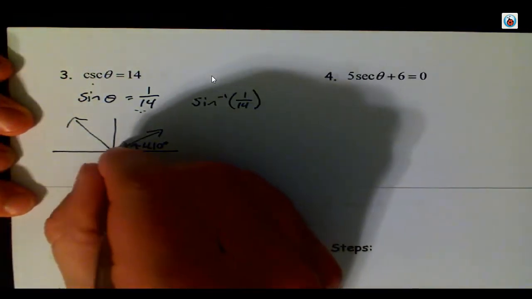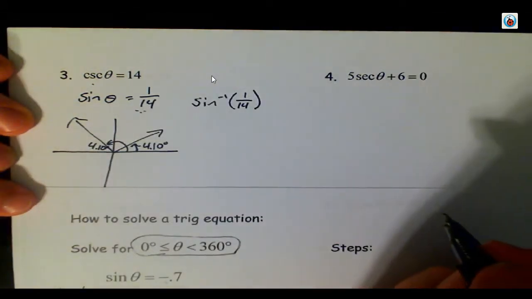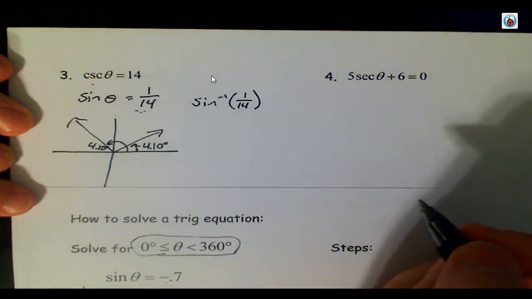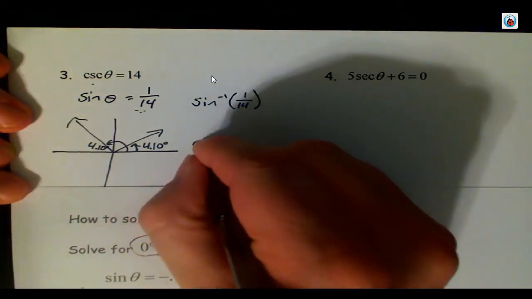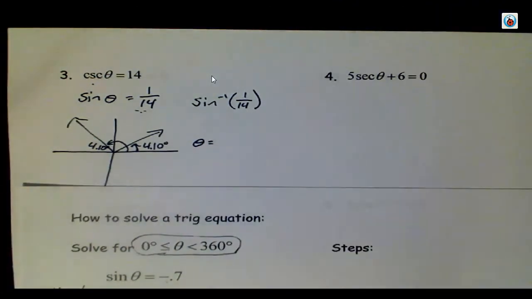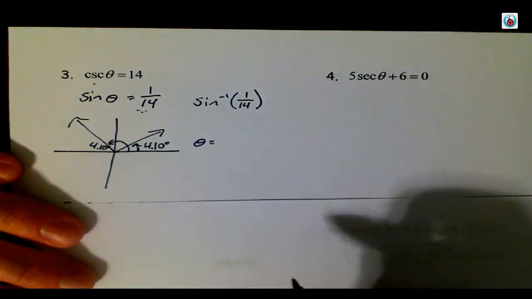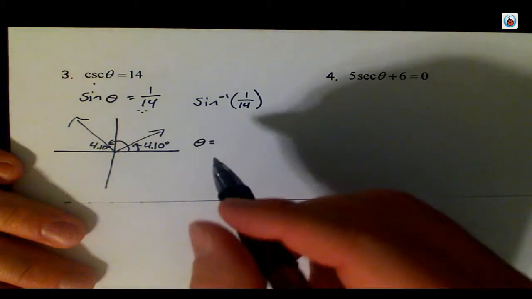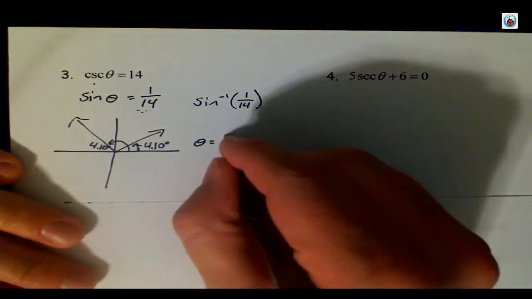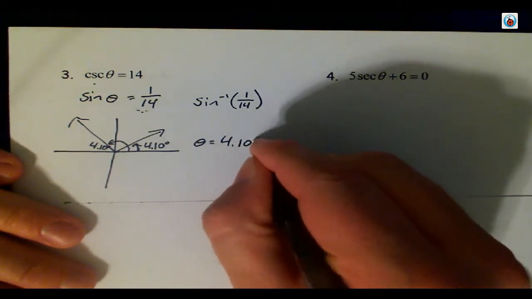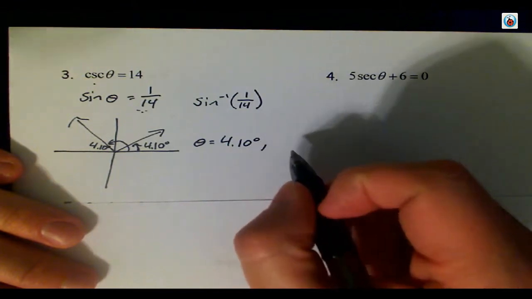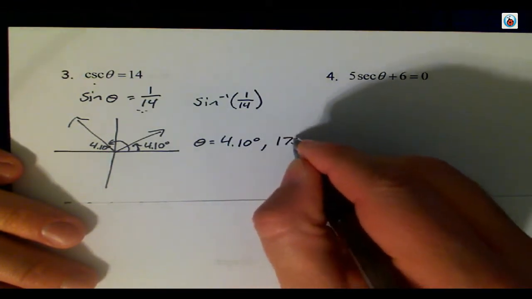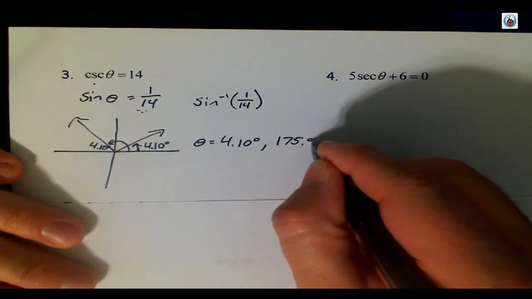Now I also need to find out what this angle is, right? Well, this right here is 4.10 degrees, so all I have to do is subtract it from 180. So theta is going to equal 4.10 degrees and 175.9 degrees.